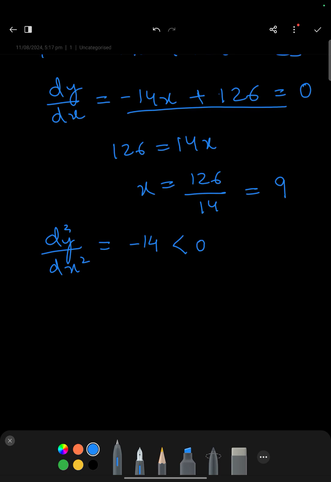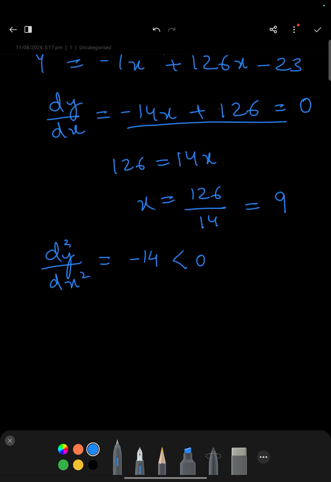So this is the case where the first differentiation is zero at x equal to 9, while the second is negative. In all these situations the first differentiation will be equal to 0, this is the condition. Now we just have to find the second differentiation. So our second differentiation comes out to be negative, which means it is a case of maxima.